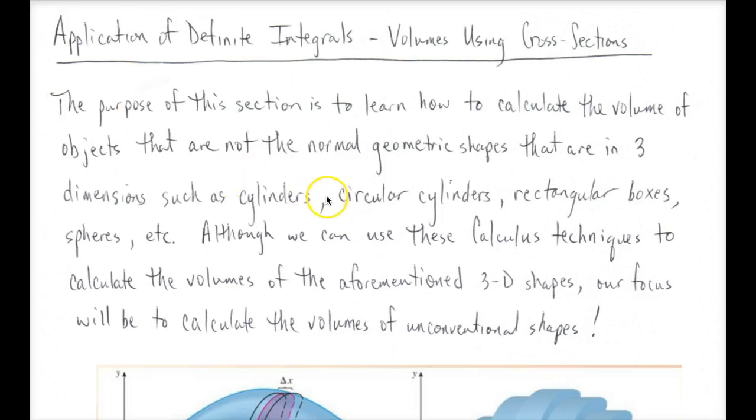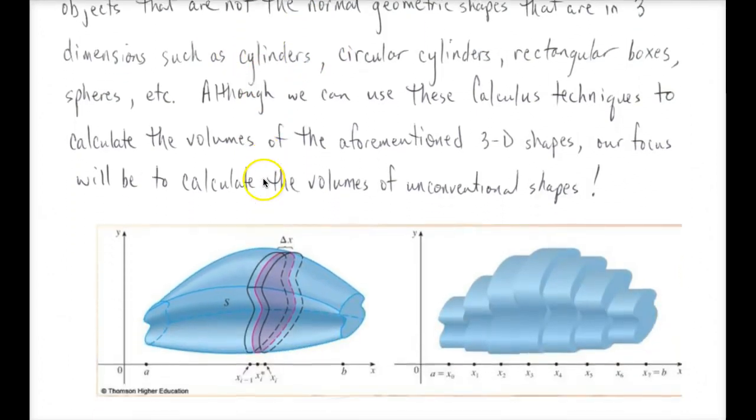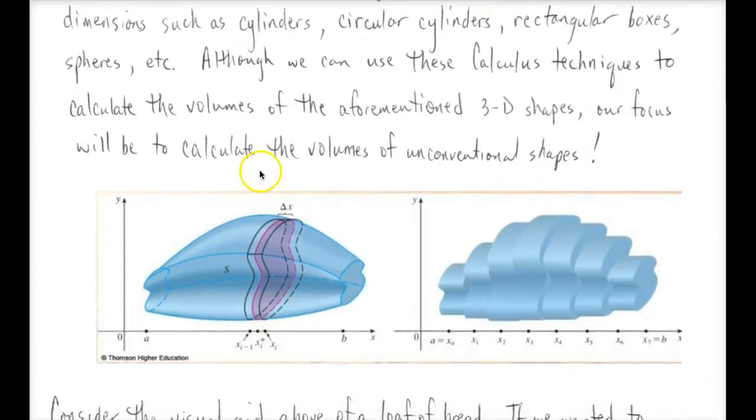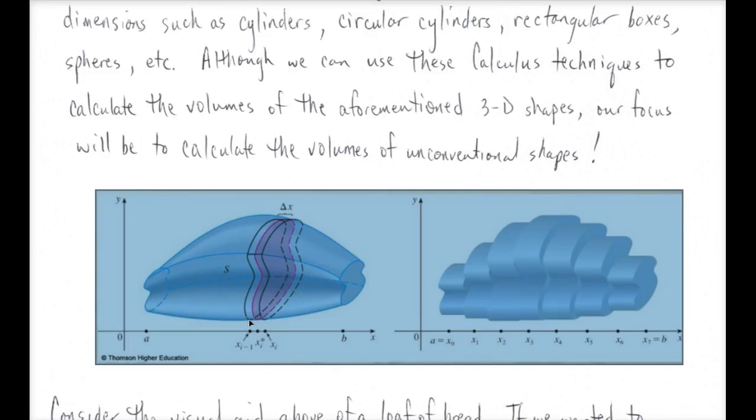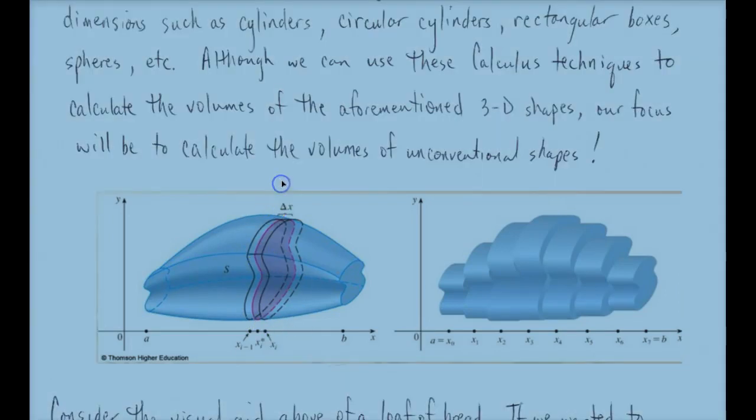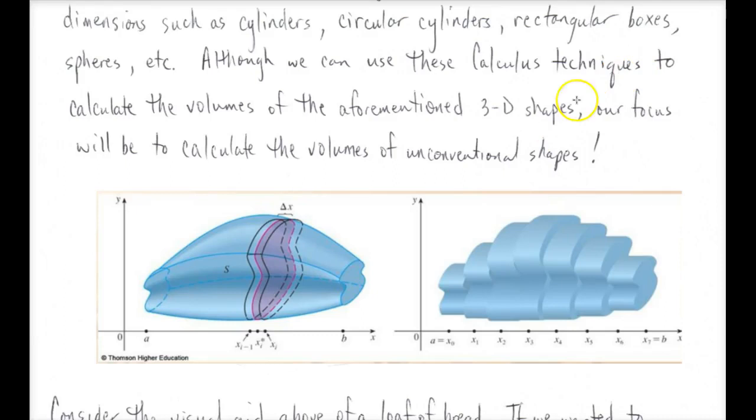To illustrate what I'm talking about, we'll go to this first picture here. In this picture, this particular solid kind of looks like a loaf of bread, so I'm just going to use that as an example. The pink slice that you see in here is like saying, let's cut the bread right there.